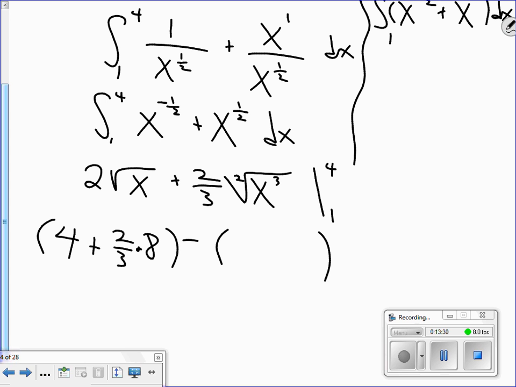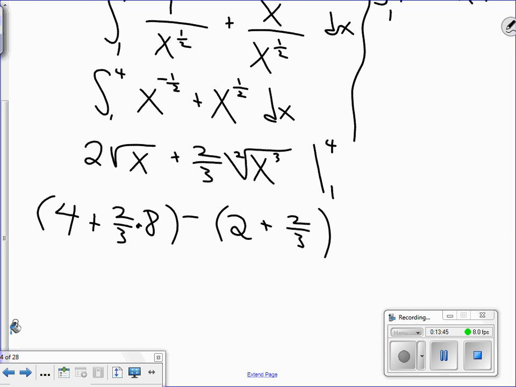Now we plug the 1 in. 2 root 1 is 2, right? And then plus 2/3 times the square root of 1 cubed. All right, so we've got 4 plus 16/3. I'll distribute the negative, what the heck. Minus 2 minus 2/3.